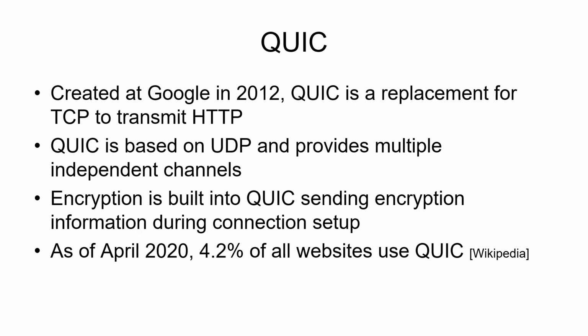One of the other advantages of QUIC is it has encryption built right in. With TCP, when you create a connection, it first creates the connection, sending 3 messages back and forth to create a TCP connection. And then, if you want to use encryption, such as HTTPS, it will send another series of messages back and forth to set up the encryption. With QUIC, the encryption is built right into the messages that set up the connection. As of April 2020, about 4.2% of all websites use QUIC.